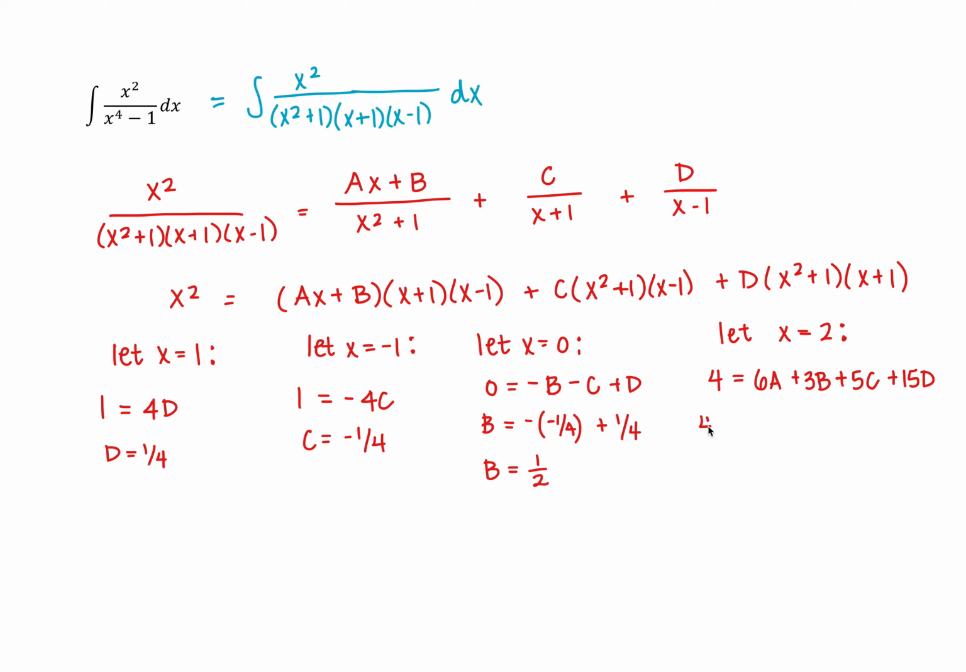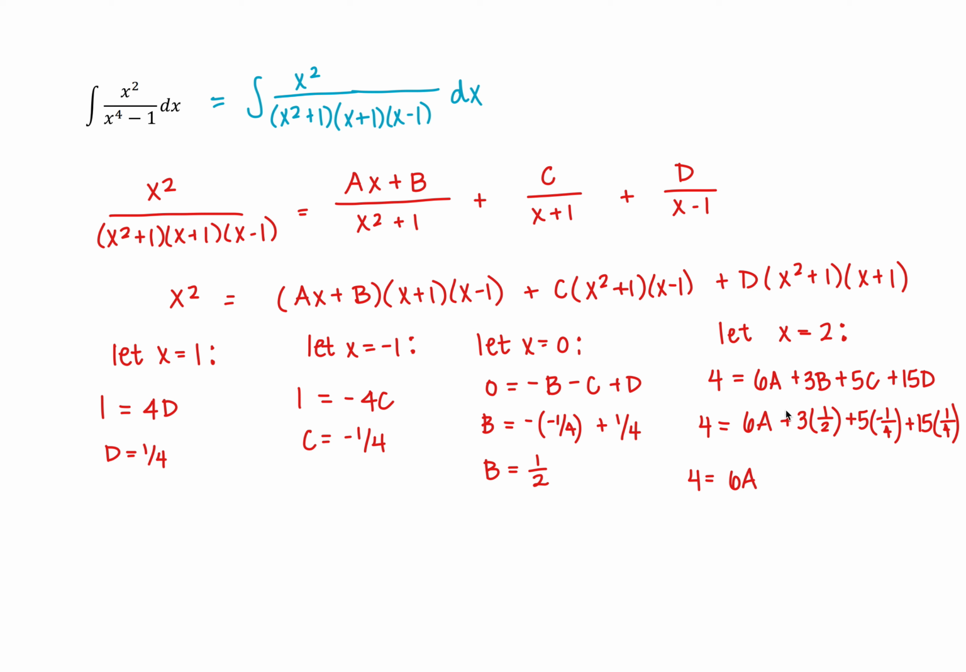So 4 equals 6a plus 3 times 1/2 plus 5 times negative 1/4 plus 15 times positive 1/4. I'm running out of space, but I think I can make this work. So 4 is 6a.